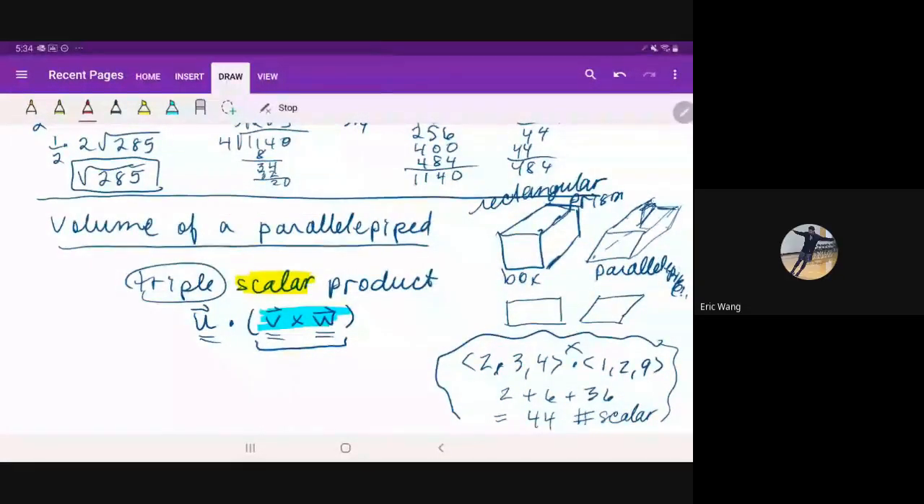A vector. Vector. A vector, nice. Okay, I love this. I love this unmicrophoning thing.